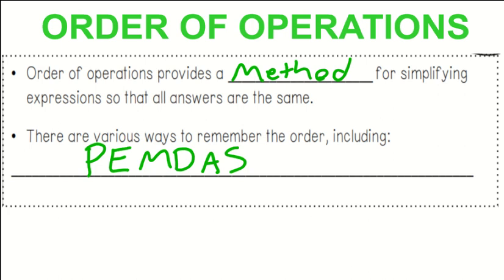But when they say there's various ways to remember the order, what they're talking about is like, please excuse my dear Aunt Sally. A lot of y'all probably remember that, right? But the order of operations follows that order. What's the P stand for? Parentheses, E, exponents, M, multiplication, D, division, A, addition, and S, subtraction.